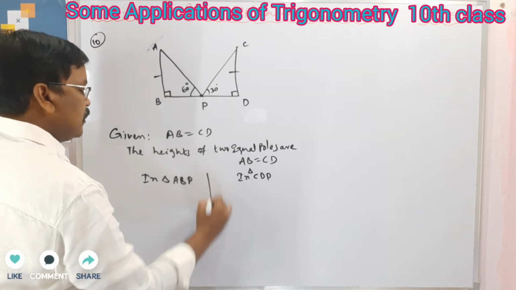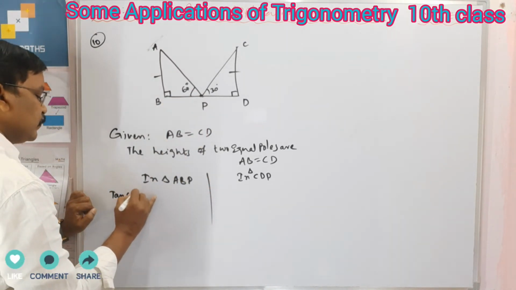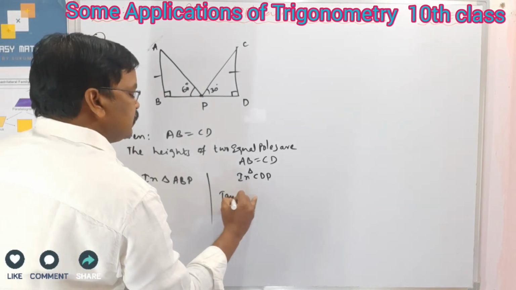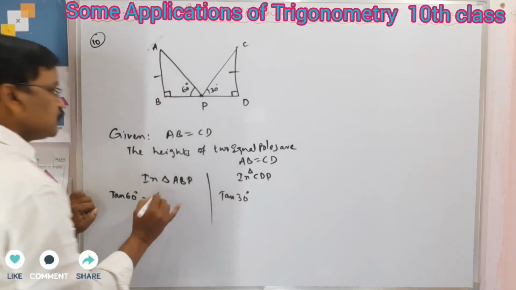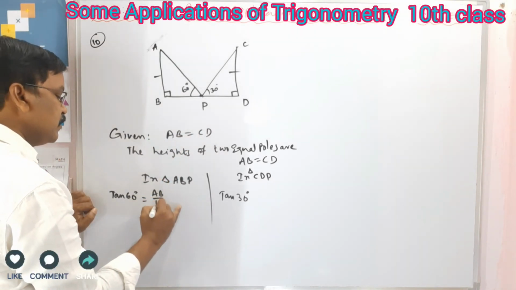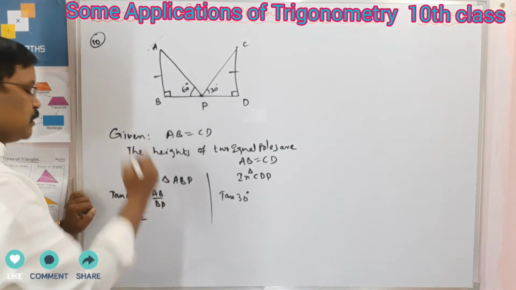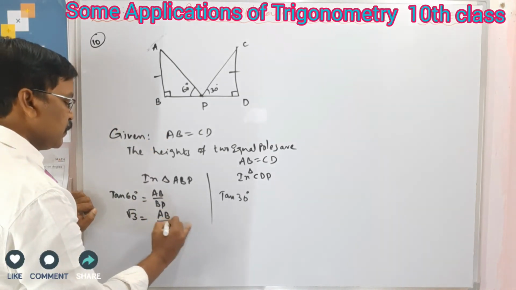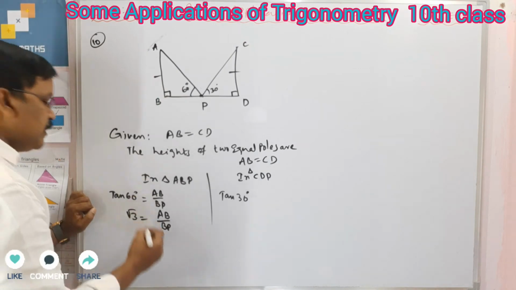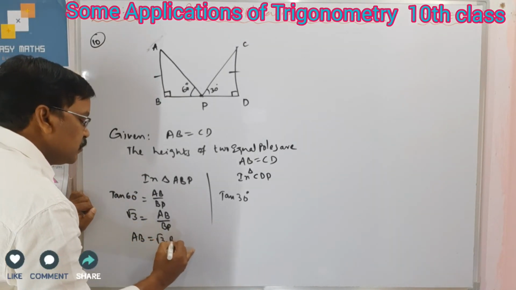So take triangle ABP. In triangle ABP, take tan 60 degrees. What is tan 60? Opposite side by adjacent side, that is AB by BP. So root 3 is equal to AB by BP. Make AB the subject. So AB is equal to root 3 times BP.